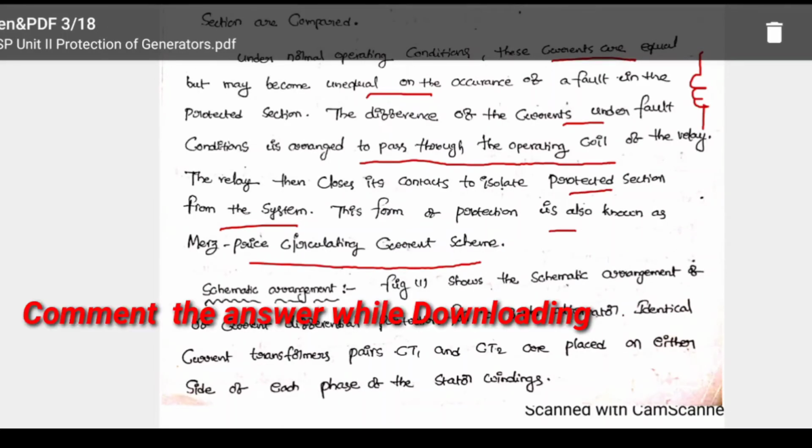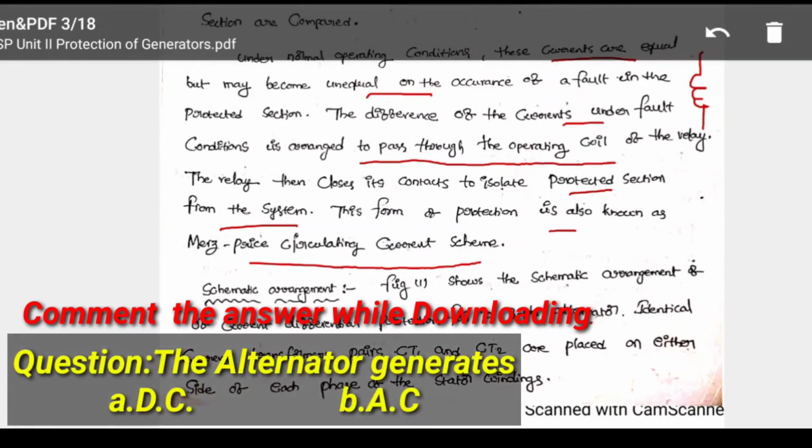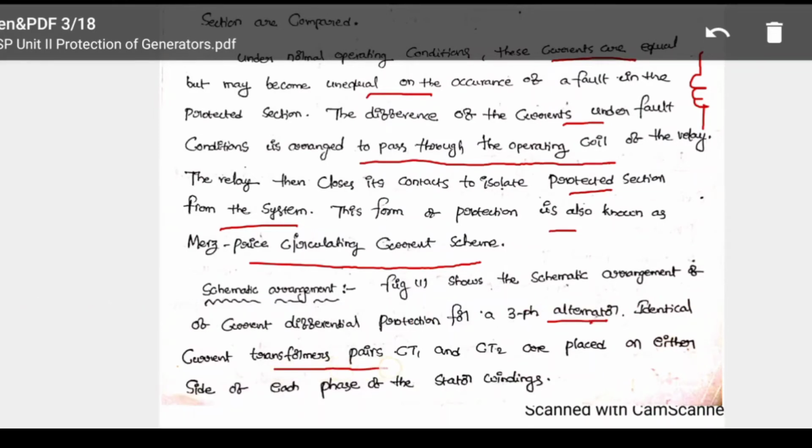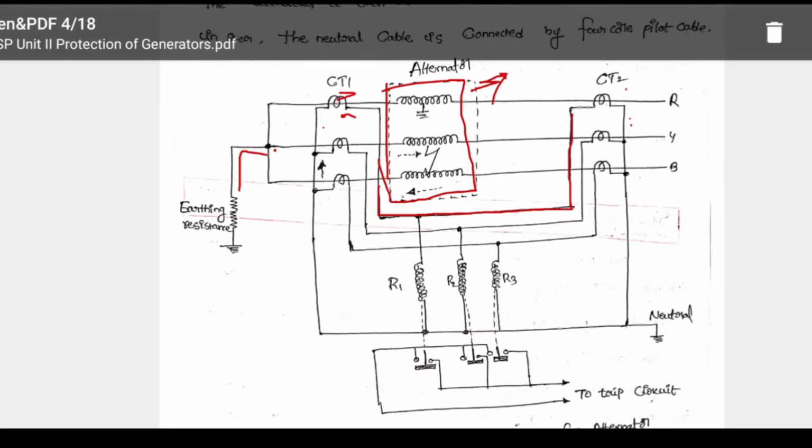The schematic arrangement was shown previously. A three-phase alternator is connected between two identical current transformers. Pairs of CTs, CT1 and CT2, are placed on both sides for each phase of the stator winding. You can see this in the diagram. From this diagram, the alternator is connected between CT1 and CT2, and they are connected using pilot cables.